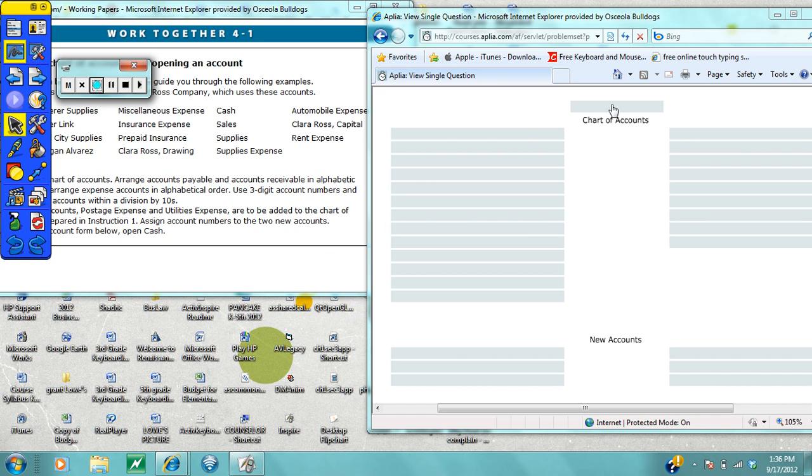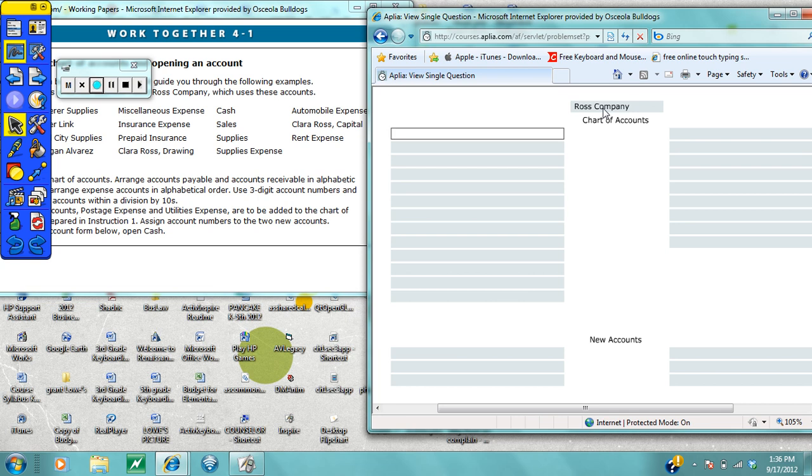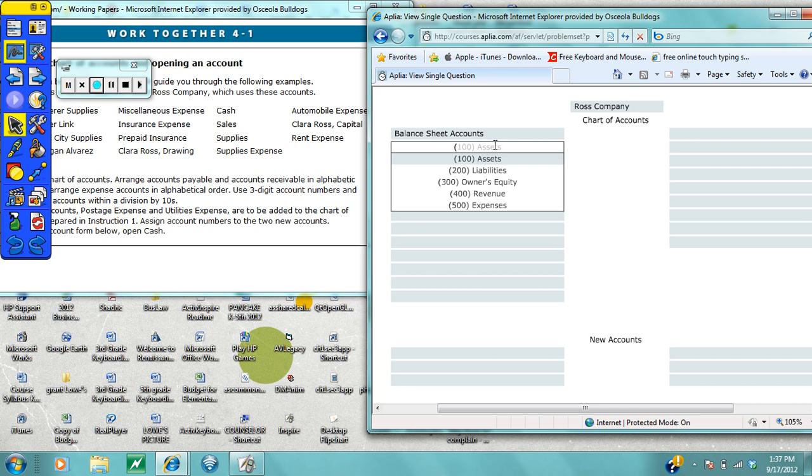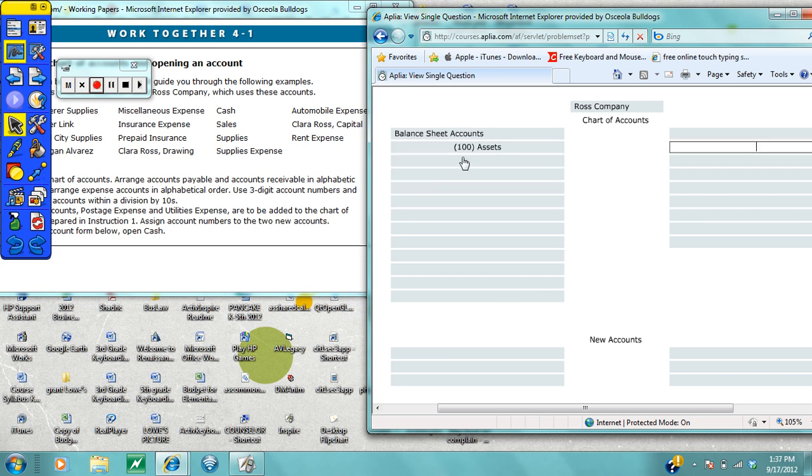Okay. Up here, the name of the business goes on top of the chart of accounts. If you read this, it says Ross Company. On this side of the T account is what? Oops. It's our assets. Parentheses, 100 assets. List them by the most liquid. Cash, 110, 120, accounts receivable.